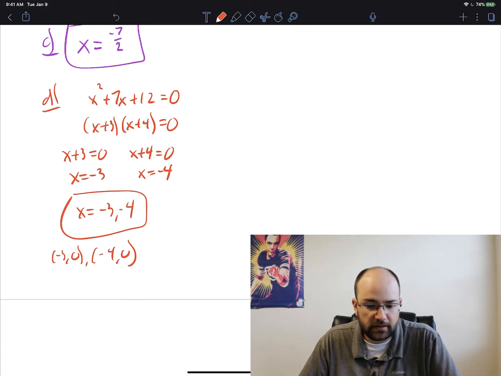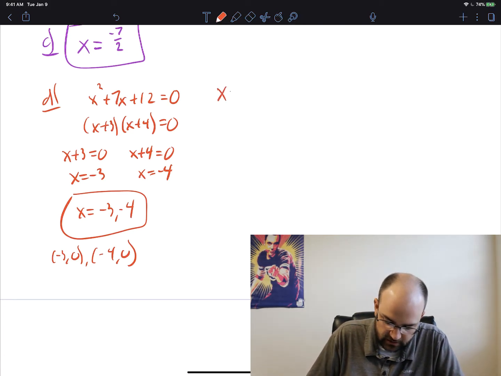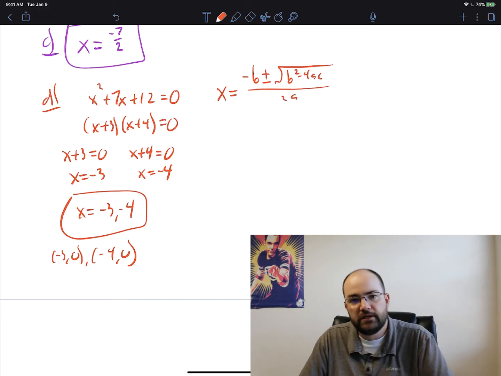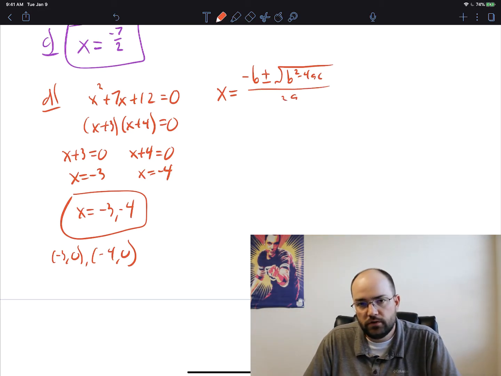Another way is to use the quadratic formula, and the quadratic formula is negative b plus or minus the square root of b squared minus 4ac all over 2a. And if you know the quadratic formula song, it's a lot easier. The quadratic formula is negative b plus or minus the square root of b squared minus 4ac all over 2a. Yes, Pop Goes the Weasel.